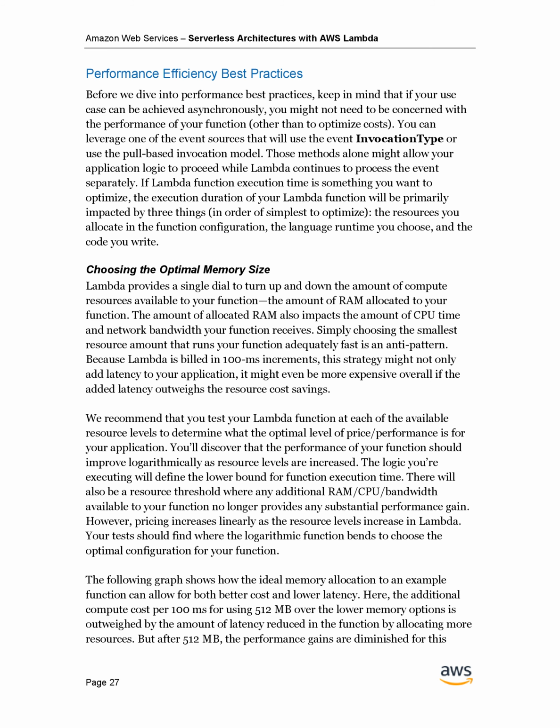Lambda provides a single dial to turn up and down the amount of compute resources available to your function, the amount of RAM allocated to your function. The amount of allocated RAM also impacts the amount of CPU time and network bandwidth your function receives. Simply choosing the smallest resource amount that runs your function adequately fast is an anti-pattern.